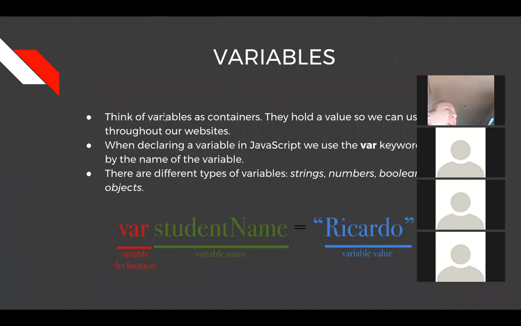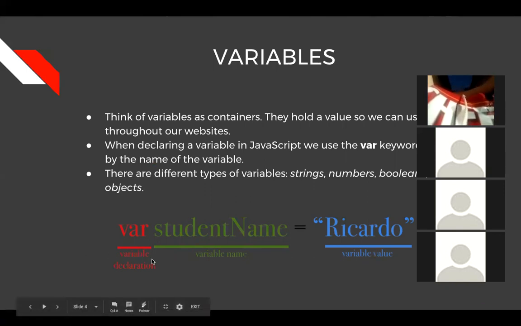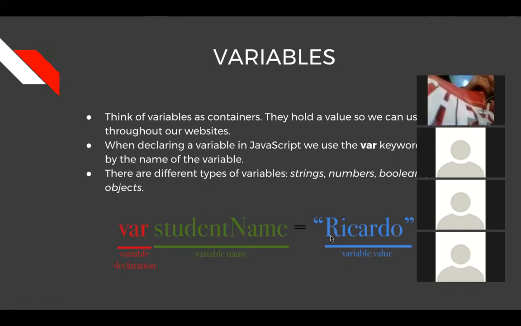All right, so first things first, we're going to go ahead and discuss variables. You can think of variables as containers in the sense that they're holding a value that we can use throughout our websites, our applications, and projects. When declaring a variable in JavaScript, we use the var keyword followed by the name of the variable. So if we look at the example here, var, we're saying, hey, we're declaring a variable, then student name, that's the name of my variable, and I'm setting it equal to an initial value of Ricardo. And by doing that, I do equal, then I put the value that I want, and then semicolon. And that's the end of the statement.